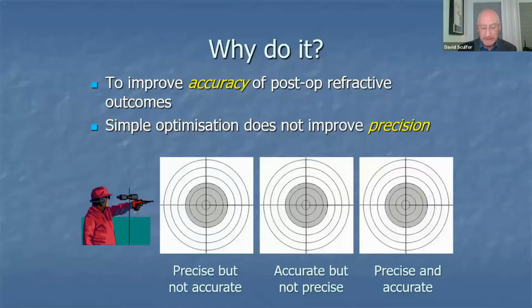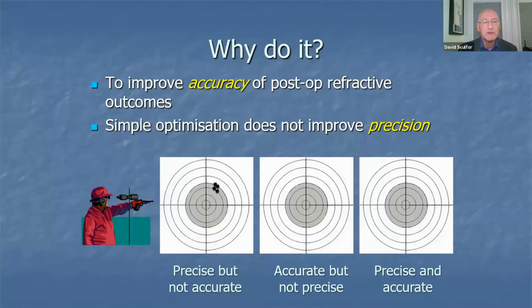So why do we do it? Well, we're trying to improve the accuracy of our post-op refractive outcomes. The problem is it doesn't improve precision. Now, I would have said that those two terms were interchangeable. My brilliant mathematician son would have slapped me, but in fact they are different. Let me show you what I mean.